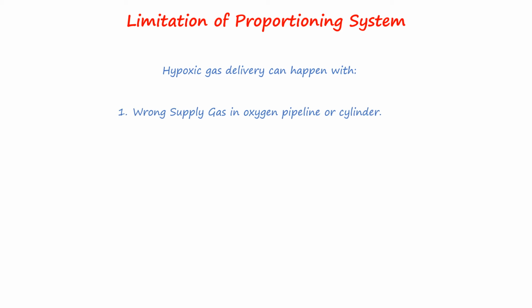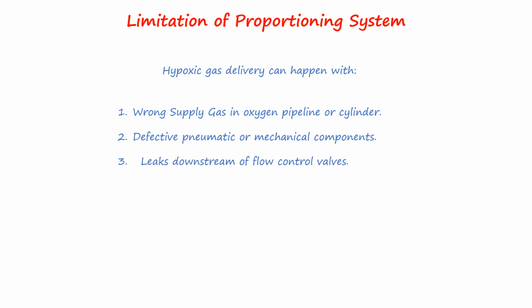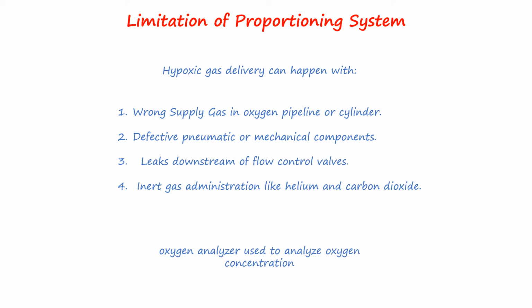Machines equipped with proportioning systems can still deliver a hypoxic mixture under the following conditions. Wrong supply gas in oxygen pipeline or cylinder. Defective pneumatic or mechanical components. Leaks downstream of flow control valves. Inert gas administration like helium and carbon dioxide. Proportioning systems generally link only nitrous oxide and oxygen, so use of an oxygen analyzer is mandatory if the operator uses a third inert gas.